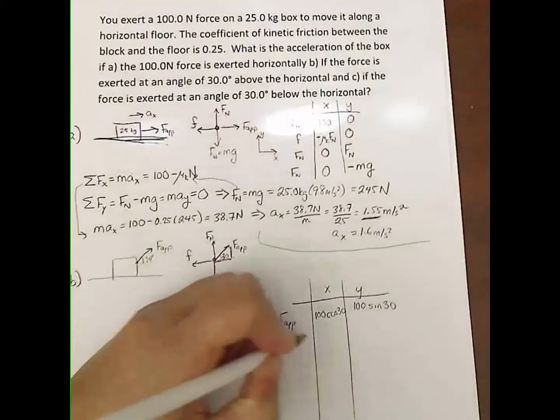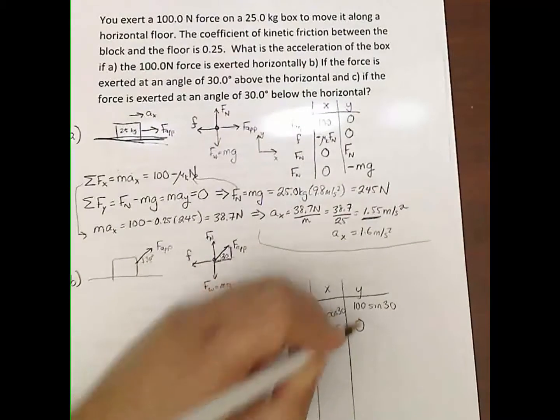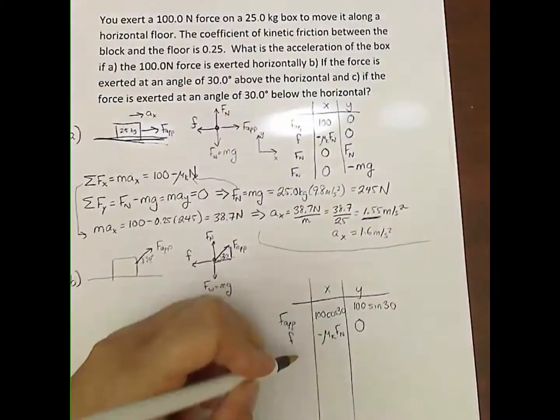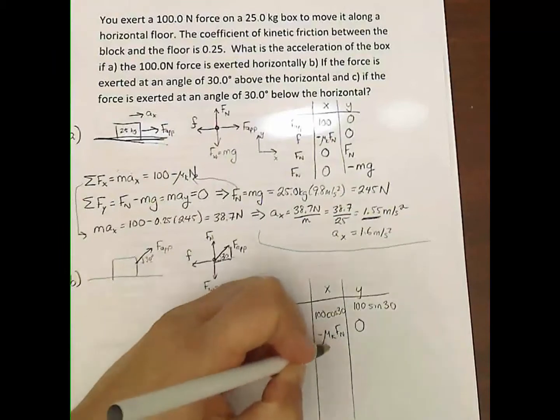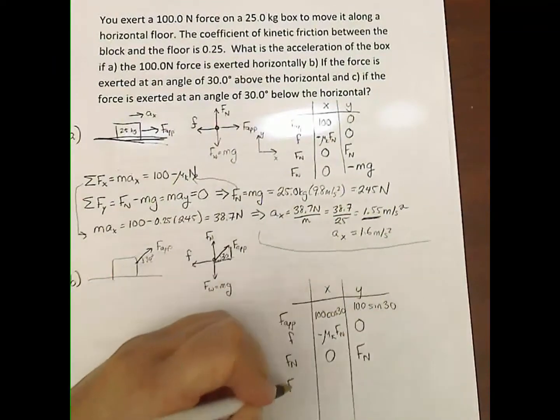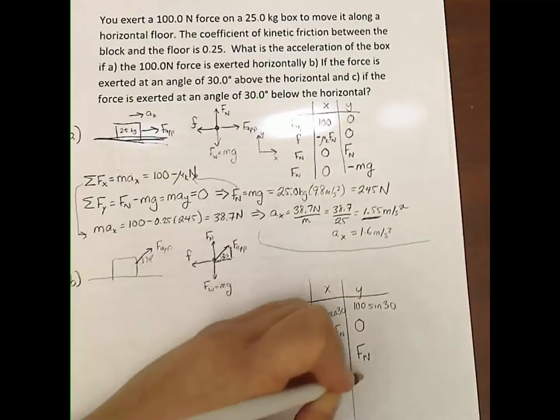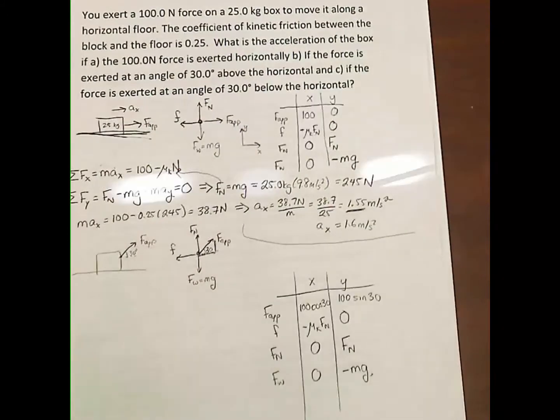Frictional force, again, it's going to be minus mu k times the normal force in the x direction, nothing in the y direction. The normal force is all going to be vertical. We don't know how big it is. And the weight is going to be minus mg. So now we have our table made up.